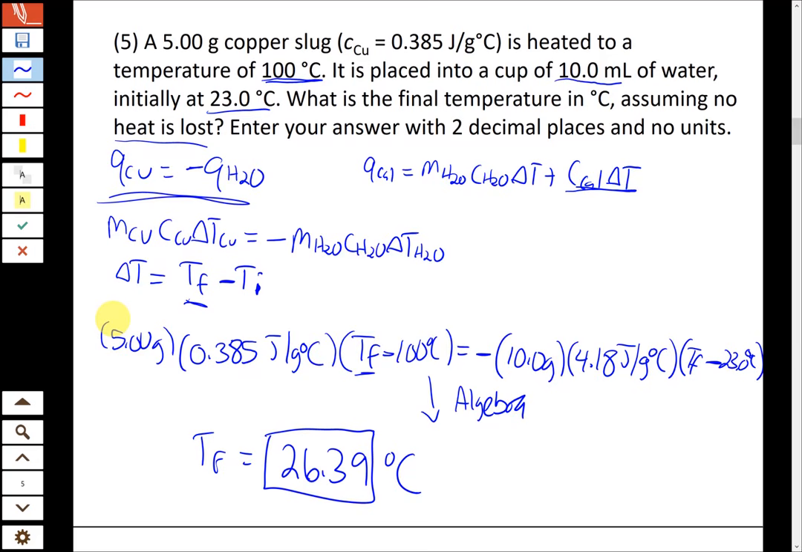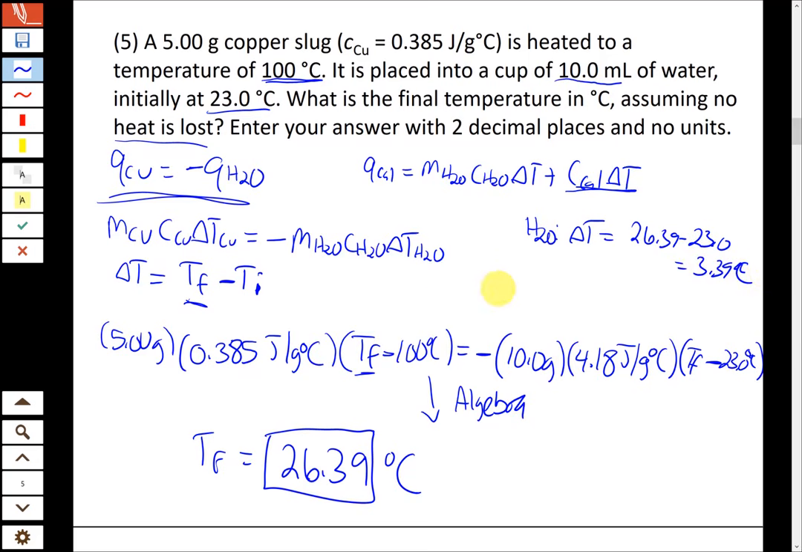All right, so any questions on that one? Yep. So the temperature does not have to be changed to Kelvin. For these ones, no. So anytime you have delta T, you're talking about a difference between two temperatures. It would be the same whether it's Celsius or Kelvin. So if we had changed both of these to Kelvin, so for example, for water, delta T, now that we have the final temperature, is 26.39 minus 23.0, which is 3.39 degrees Celsius.